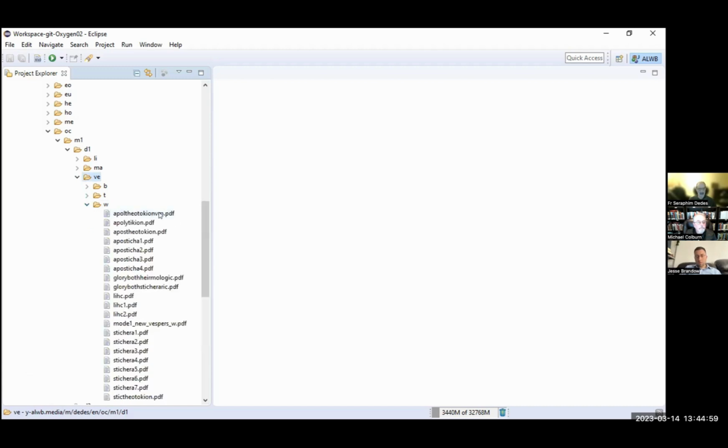And so here are the actual PDF files. Here's Lord, I Have Cried. You won't see it because it's another share, but that's the score of Lord, I Have Cried. This is the score of Let My Prayer. The Stichira of Vespers, whatever scores there are. And if there's a file here, it means that it's registered in the ALWB.